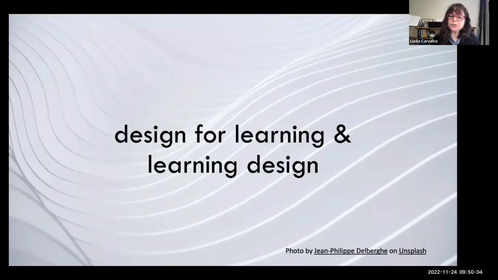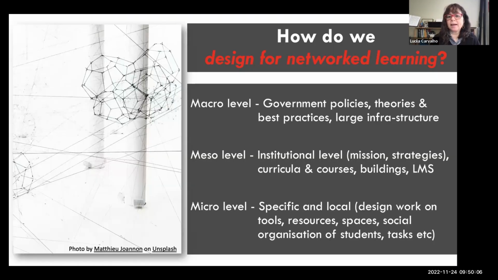So just moving to the design, how do we design for networked learning, right? When we think about design, there's different angles that we can approach. We can come from the macro level, and in this case, we could be thinking about government policies and theories and best practices, and the large infrastructure that might need to be in place for what we do with our students.